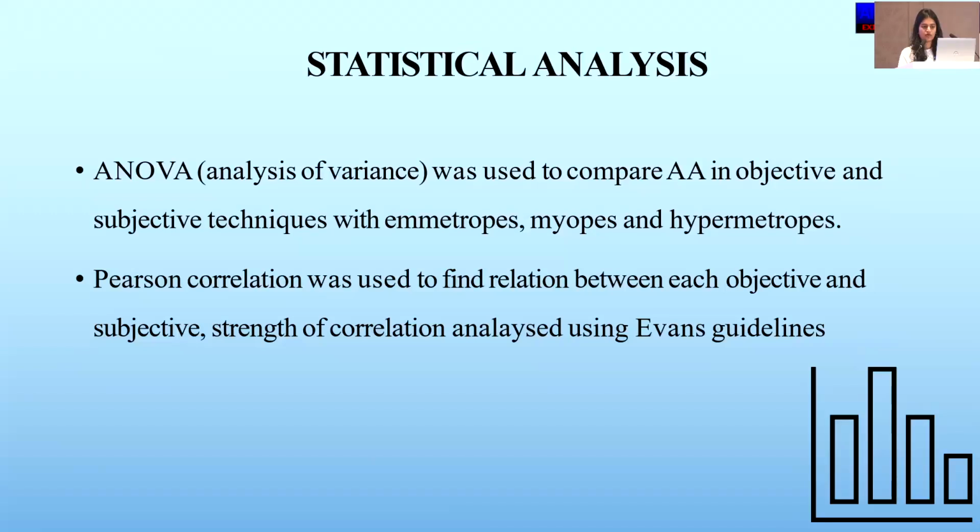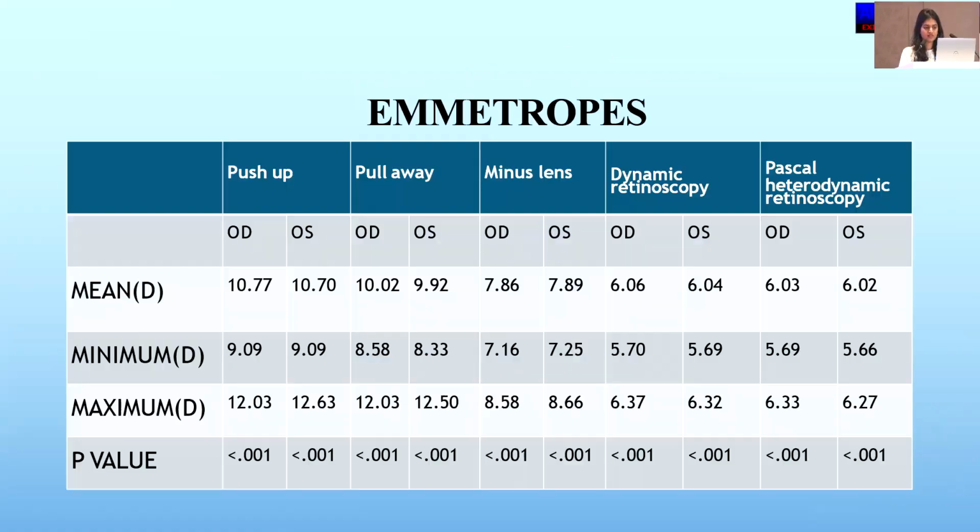with emmetropes, myopes, and hypermetropes. Pearson correlation was used to find the relation between each objective and subjective method, and strength of correlation was analyzed using Evans guidelines. This table shows the mean values in emmetropes in different methods like push-up, pull-away, minus lenses, dynamic retinoscopy, and Pascal heterodynamic retinoscopy. All these values were significant.